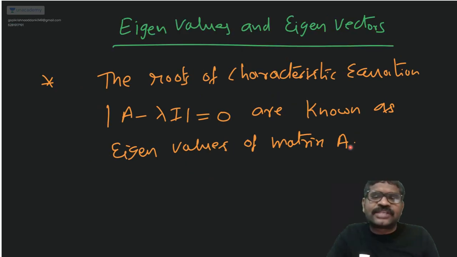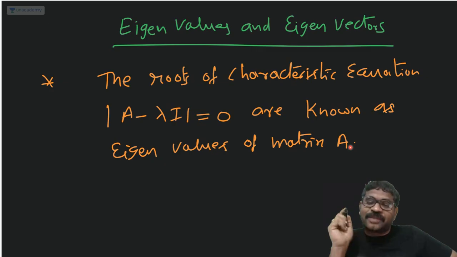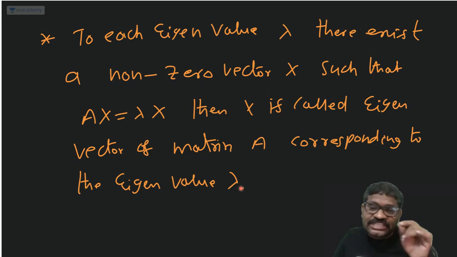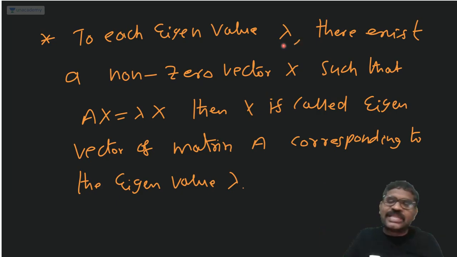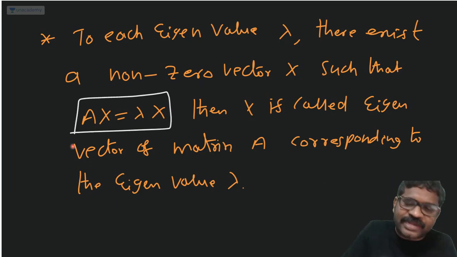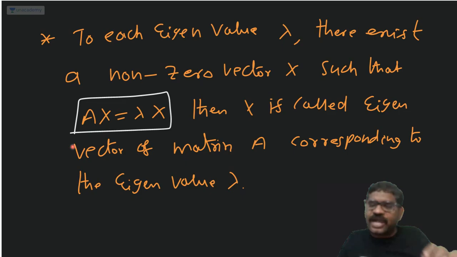The roots of the characteristic equation, determinant of A minus lambda I equal to 0, are known as eigenvalues of matrix A. To each eigenvalue lambda, there exists a non-zero vector x such that A x equal to lambda x, then x is called an eigenvector of matrix A corresponding to the eigenvalue lambda.